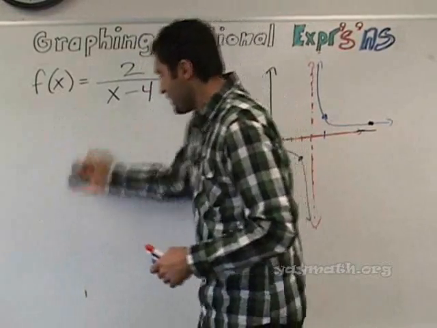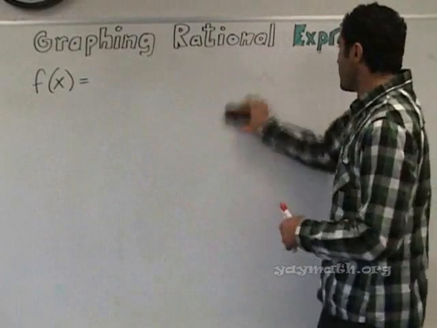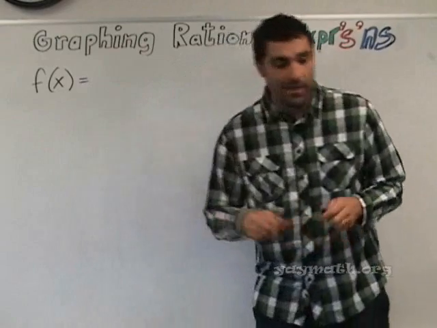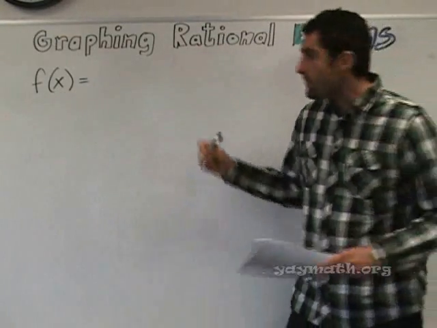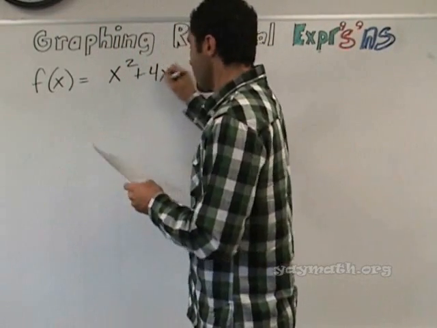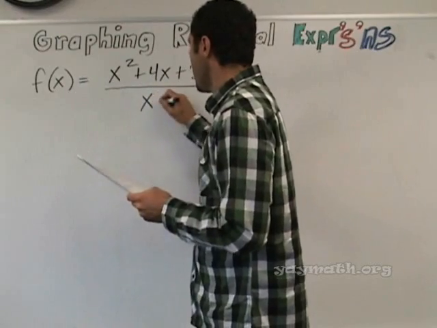Good questions, you guys. I've made examples for all of your questions, so I'm going to write the next one. Point discontinuity is the whole topic we're about to talk about. Okay, so here it comes: x squared plus 4x plus 3, all over x plus 1.